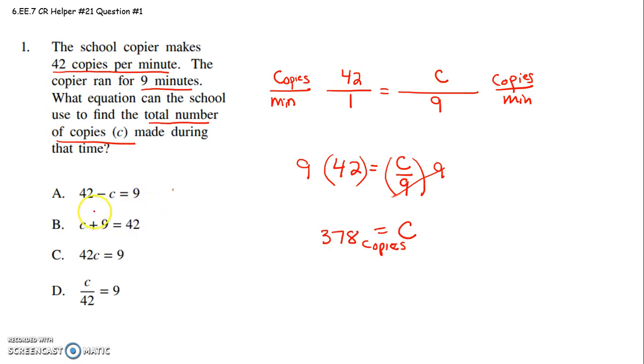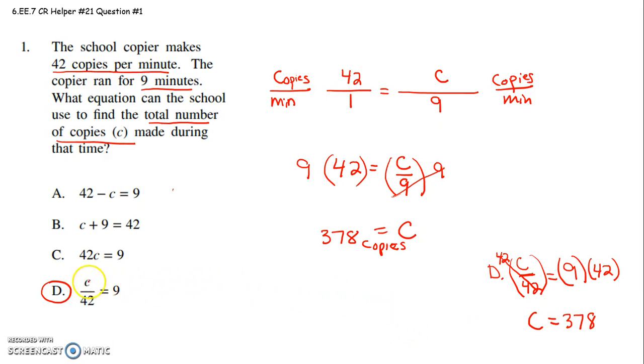So now if I look at these equations, I try to figure out which one of these equations will get me to 378 copies. It will be D. Because if I solve letter D, C over 42 equals 9. To undo division, we undo division with multiplication. So I'm going to multiply the left side of that equal sign by 42. So I have to multiply the right side of that equal sign by 42. 42 divided by 42, bye-bye. I'm left with C equals 9 times 42, which is 378.